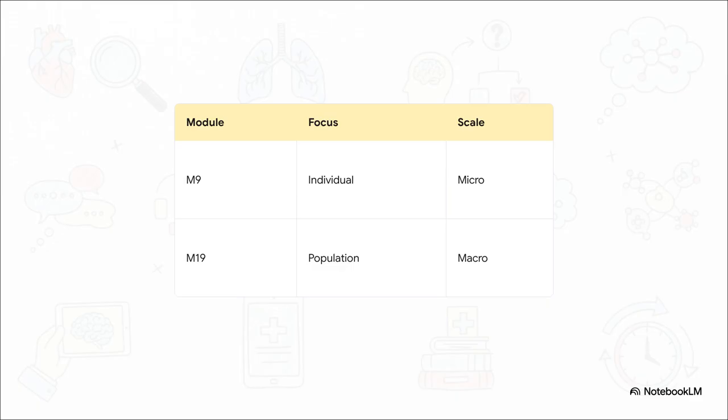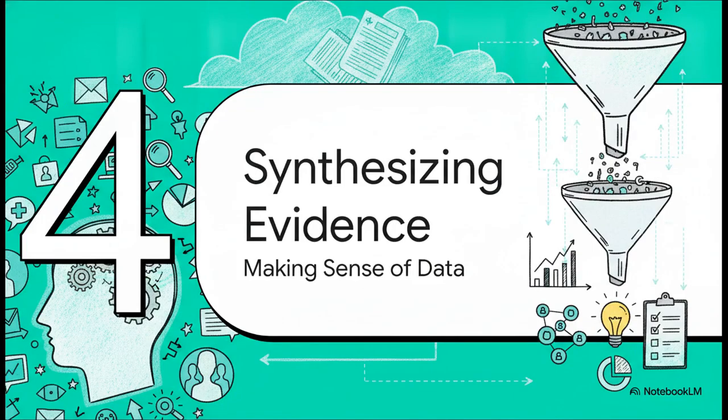I mean, you literally cannot use the exact same reasoning trace to solve a single patient's mysterious symptom as you would to manage a neighborhood-wide viral outbreak. The scale dictates the strategy, and this tool belt gives you the power to handle both extremes. Moving on to Section 4, synthesizing the evidence, making sense of the data.